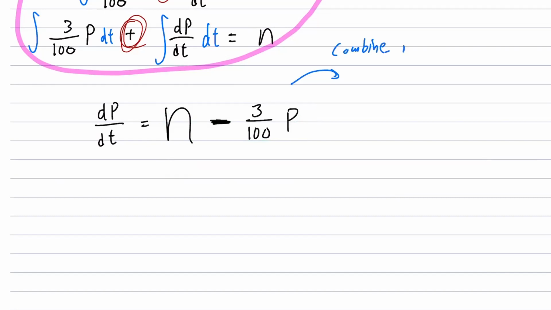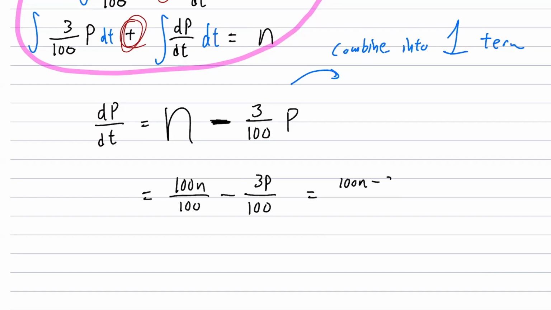Combine into one term. Let's see. So add fraction, n is just this one, there's a over 100, right? So maybe I can rewrite it neatly as 100n over 100 minus 3p over 100. Combining, I get 100n minus 3p divided by 100. Agree? Yeah. Then you can either take the entire fraction over, or you can be a little bit smarter.